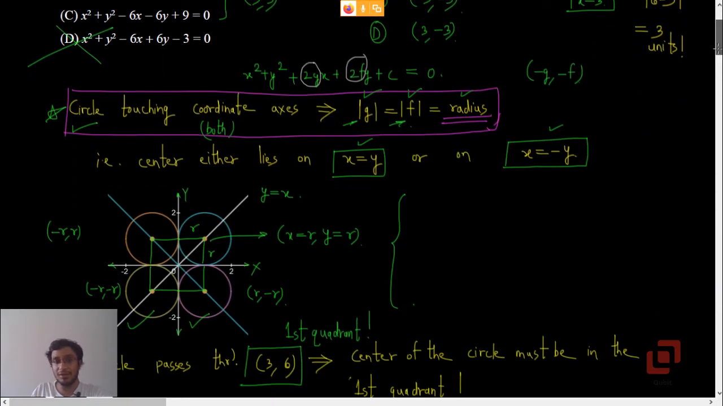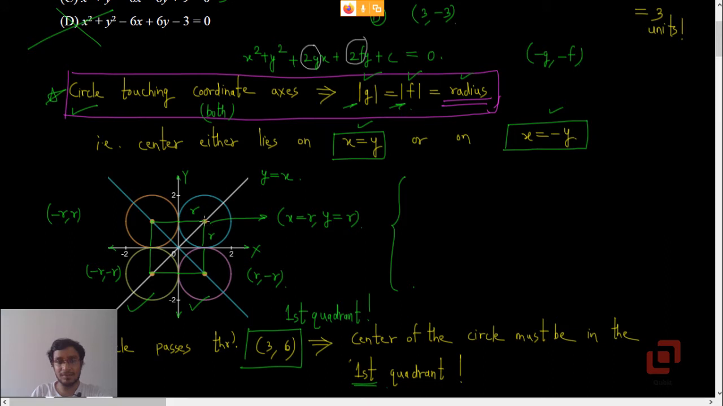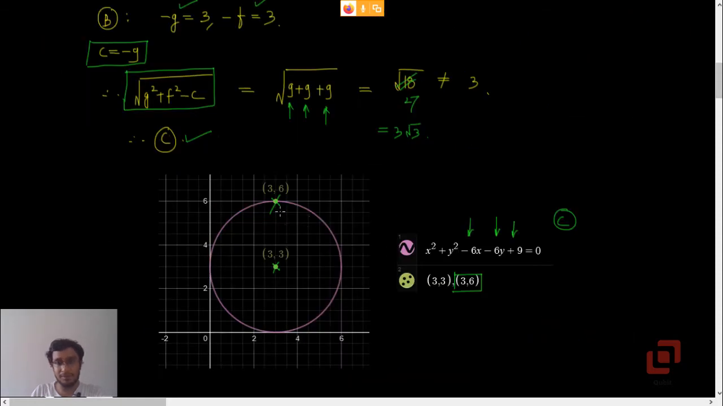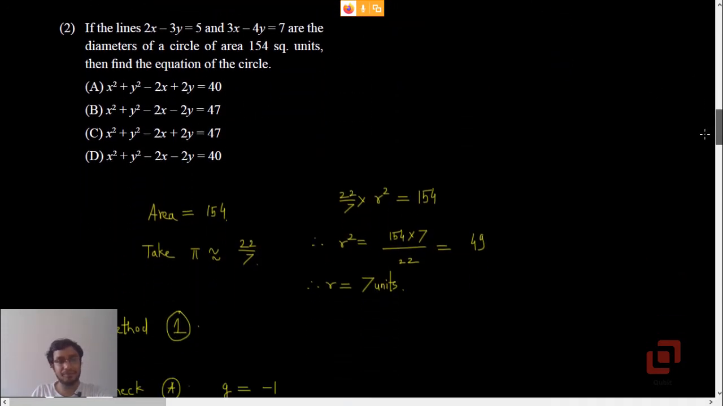Simply because the circle was touching both the axes, and if this is our center of the circle, the point 3, 6 lies here. Okay, fine. This line is y equal to 6. This line is y equal to 3. So clearly the perpendicular distance between them will be equal to 3 units, that is the radius of the circle. Now let's go to the next MCQ.